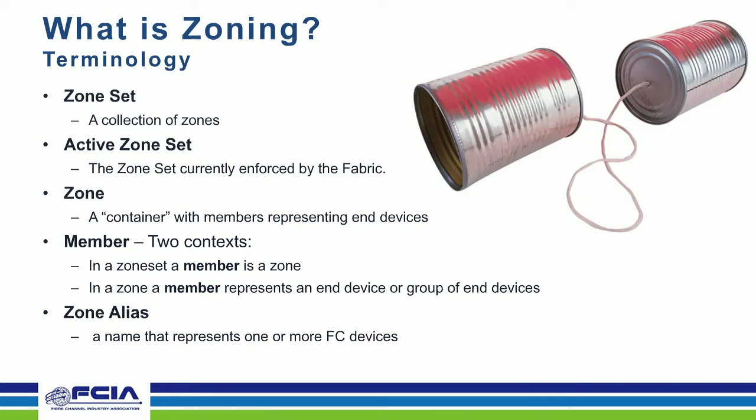A zone alias is a name which represents an end device. Zone members could be a big eight-byte number called a WWN. But those WWNs are difficult to deal with and hard to memorize, so you can create a name that represents those. And a zone alias can contain one or more of those names.